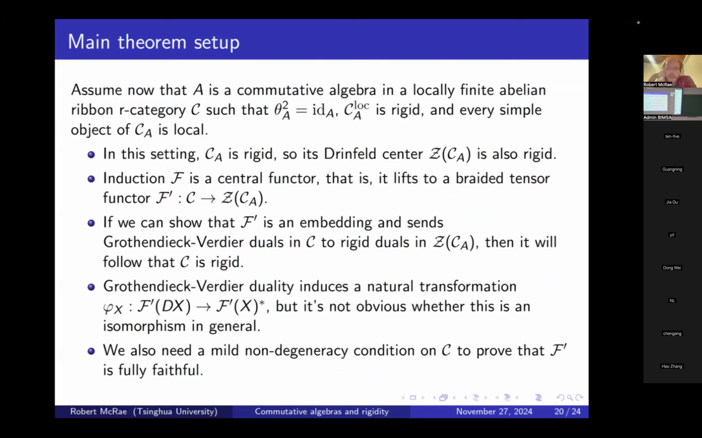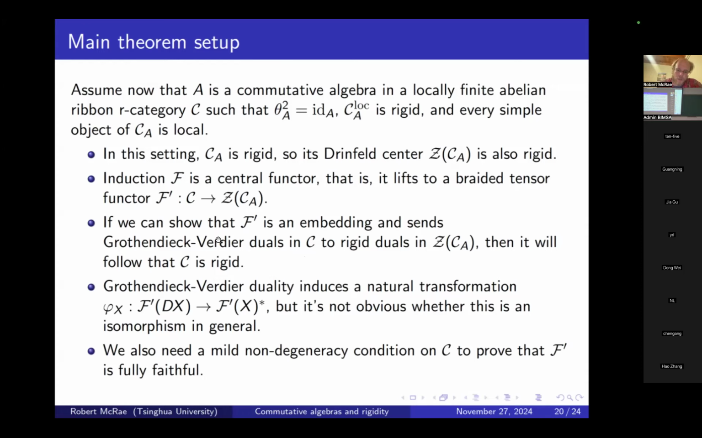And we can lift the induction to a braided tensor functor f prime going from C to the Drinfeld center of CA. And the idea is we want to show that this f prime is an embedding. We want to show that C is actually a subcategory of this rigid category. If it's a subcategory of a rigid category, then it will itself be rigid, at least as long as it's closed under duals. So we want f prime to be an embedding, and we want it to send the Grothendieck-Verdier duals in C to the rigid duals in the Drinfeld center of CA. So that's enough to show that C is rigid.